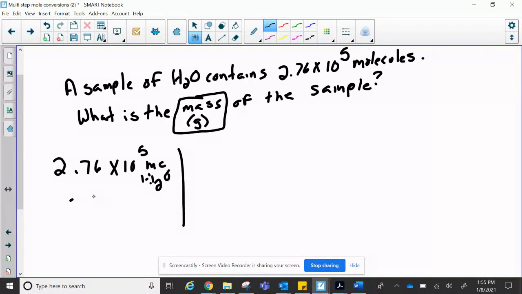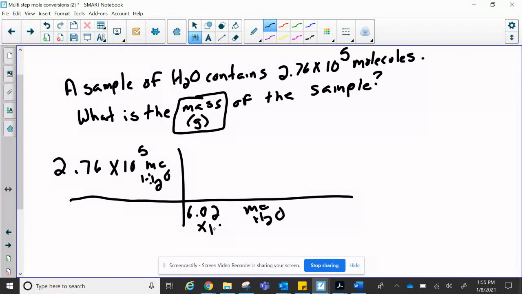All right, I'm going to do my train tracks just like usual. So I know that down here we have to have molecules of H2O because we're going to have to cancel that out. Now, what number goes with molecules? Avogadro's number, 6.02 times 10 to the 23rd. And we know there's 6.02 times 10 to the 23rd molecules in 1 mole. So we always put 1 with the mole until we get to the next unit. All right, now we've canceled out molecules of water. Now we're in moles of water, but we need to get to the mass of water.